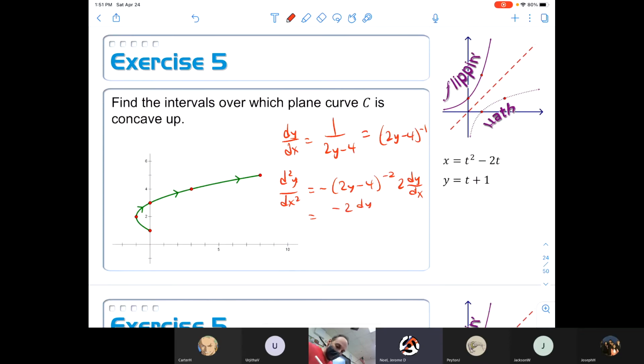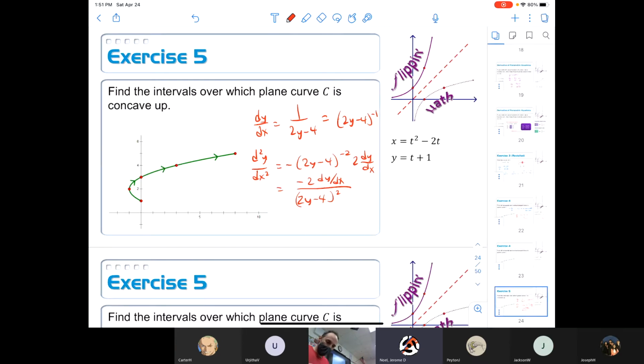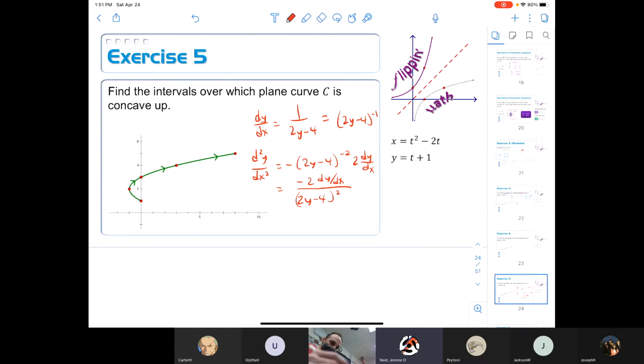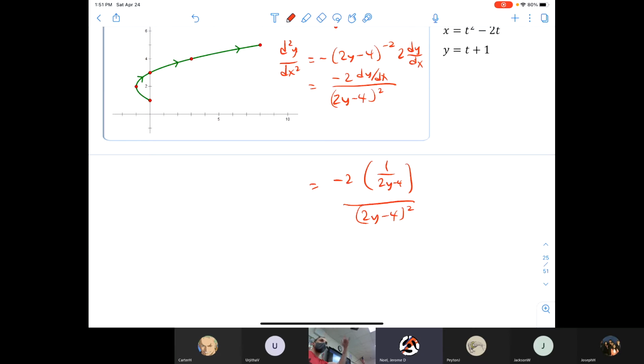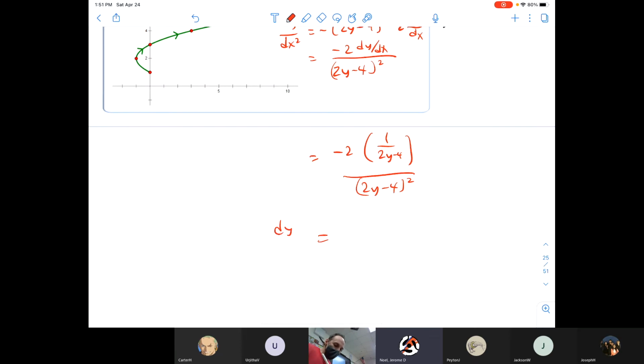We'll have a -2 dy dx up top. And on the bottom, 2y minus 4, all of that squared. I want to take away that dy dx that's up top there and substitute what in its place? The 1 over 2y minus 4. And I already have 2y minus 4 squared on the bottom, which means that I can take the one that's on the top, cram it down, let it join up with its friend. And so our second derivative should be equal to -2 over 2y minus 4 cubed. Yes, 2y minus 4 cubed. All right, we found our second derivative.